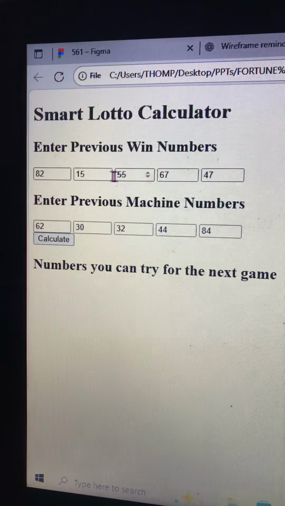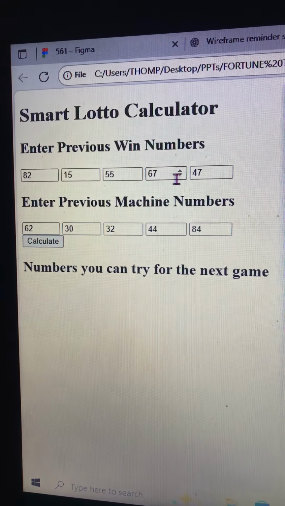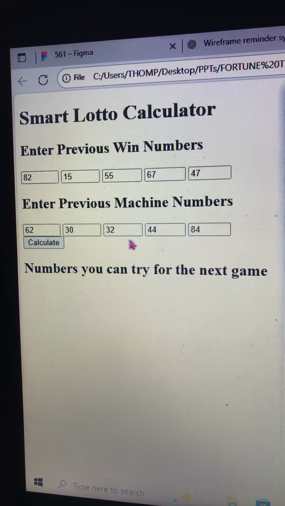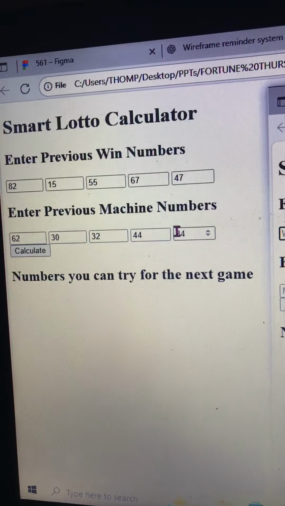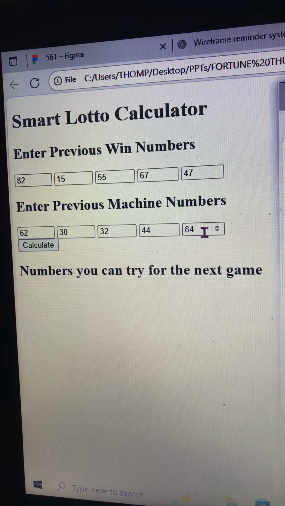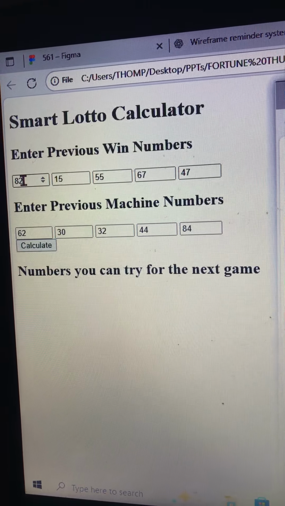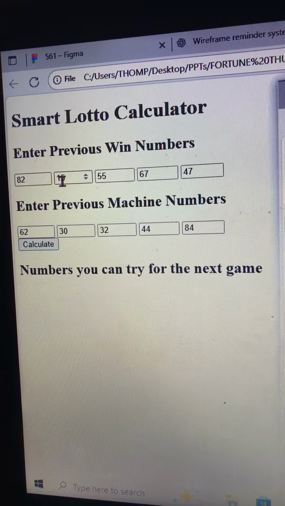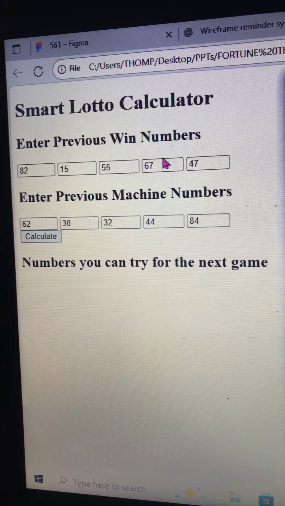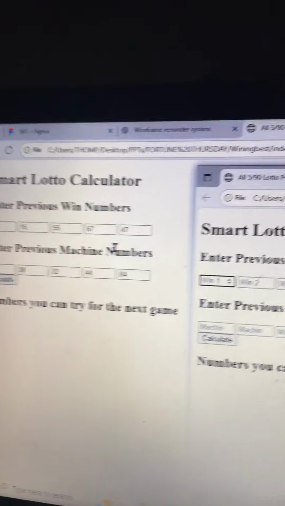Last week, these are the draw numbers: 82, 15, 55, 67, 47 for the winning. Then the machines are 62, 30, 32, 44, 84. So last week we had 84 and 14 in the game, but 84 played at machine and then the 14 came like this. In other words, the 84 played minus 2, 14 played plus 1. That was it. And we had 57, then it came this way, minus 10 plus 10. Alright, so let's see what happens today.